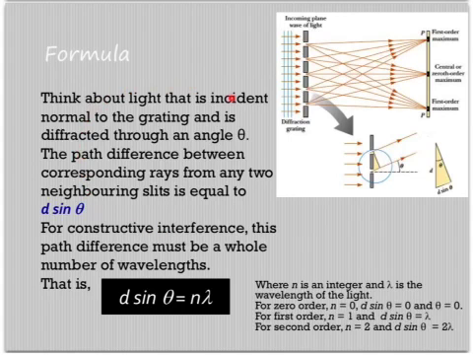You can read through all this, but a couple of main points. First one, the path difference between corresponding rays from any 2 neighboring slits is equal to d times sine theta, and d sine theta is equal to the order number times the wavelength for the particular line, whether it's an antinodal line or nodal line.